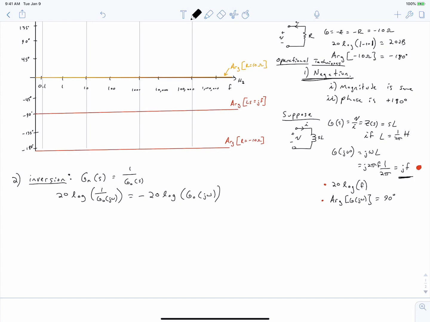So this is a property of a logarithm, and we can immediately conclude that the magnitude is reflected. The decibel magnitude is reflected. So this is one of the reasons that we choose to plot our magnitude in decibels, so that we can take advantage of this property.